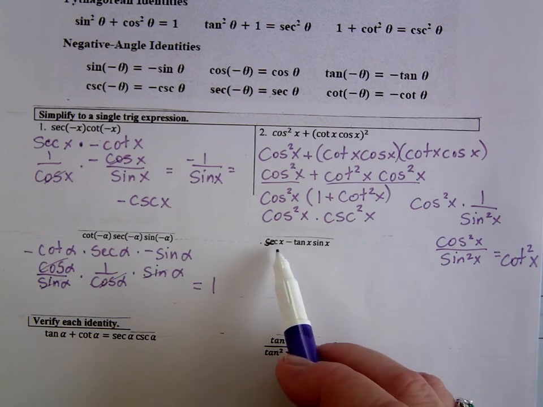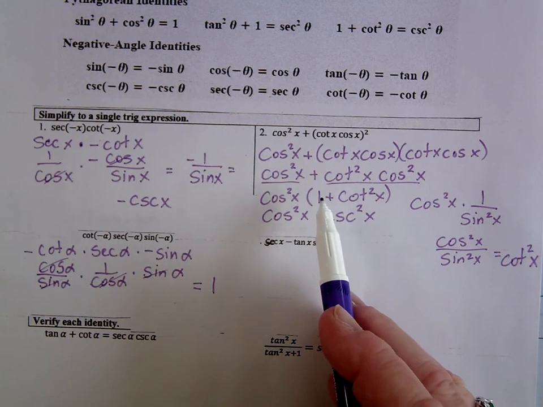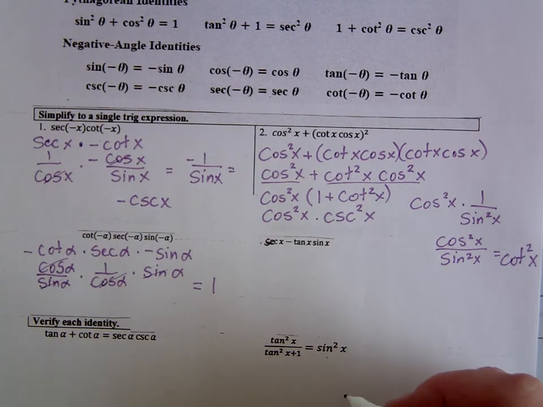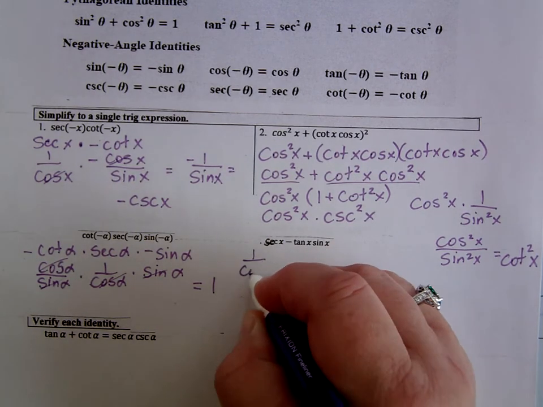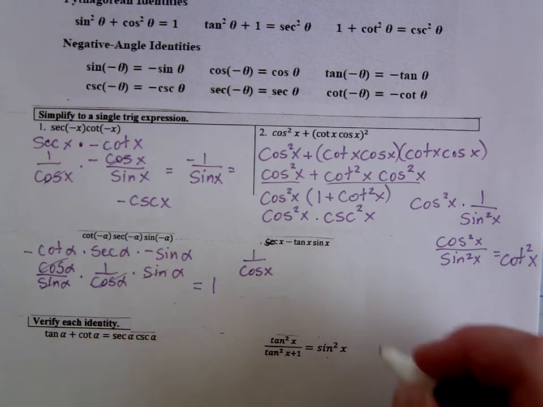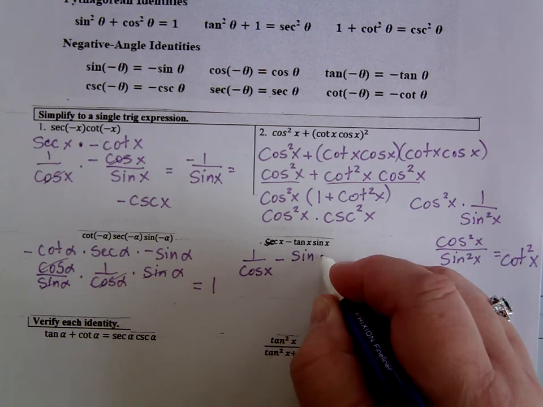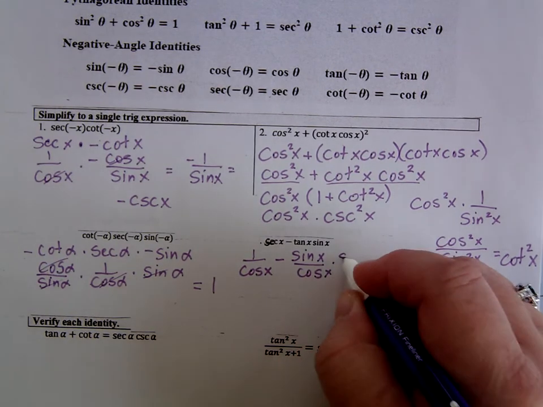Secant of x minus tangent of x times sine of x, nothing factors out. I can't use the factor out trick like I did in number 2. So I'm going to automatically just start changing things into sines and cosines. Secant is 1 over cosine. These are x's. Tangent is sine over cosine times a sine of x.